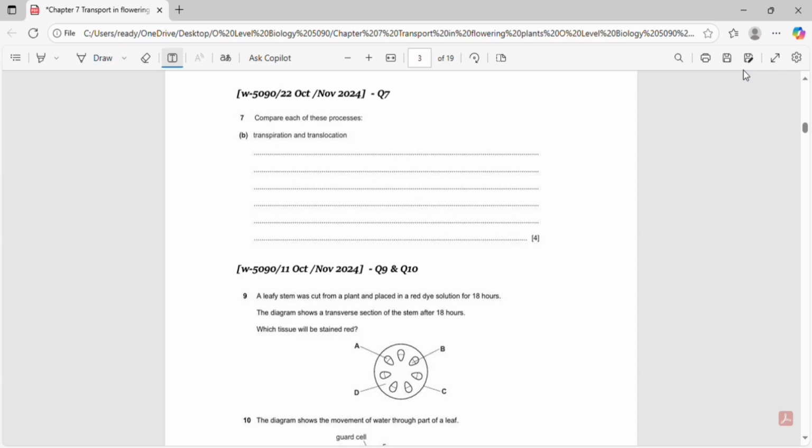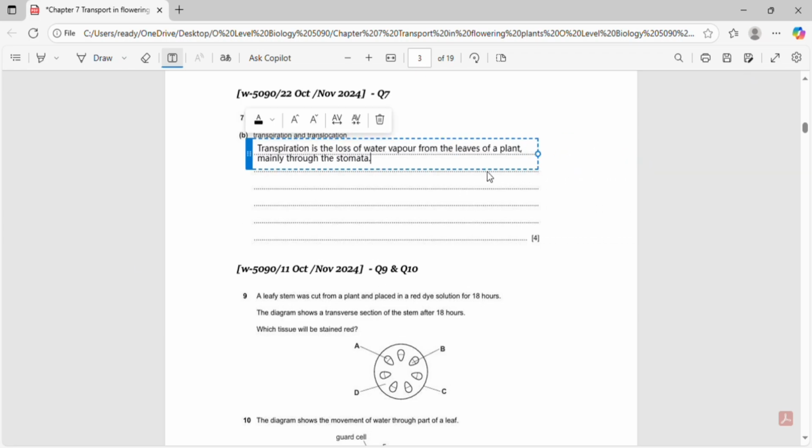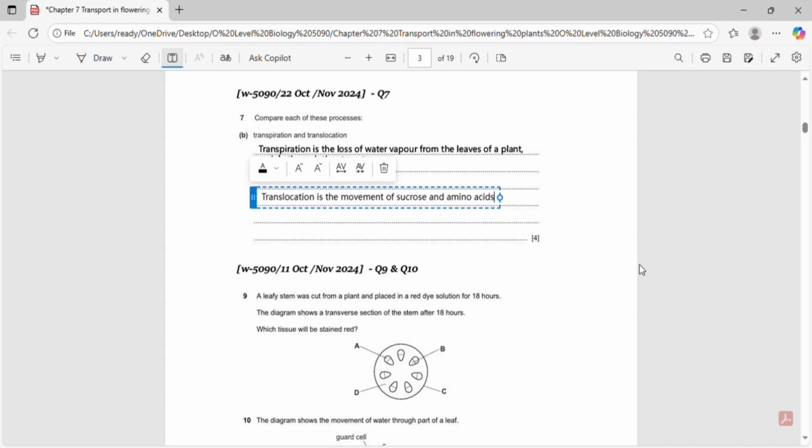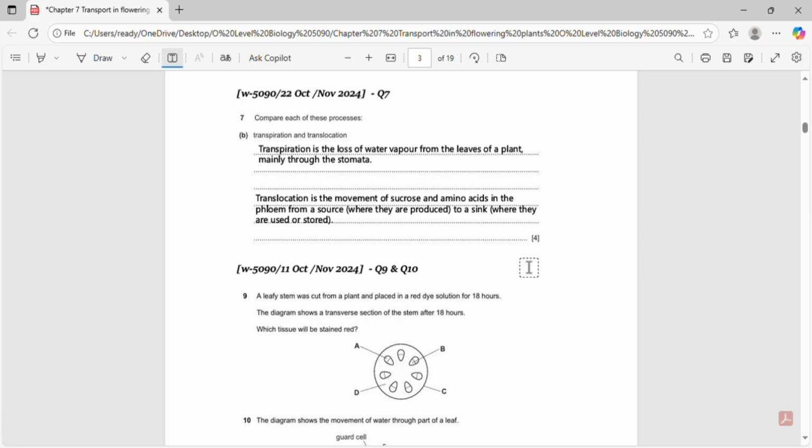Now, we have another theory-based question which says, compare each of these processes, transpiration and translocation. So recalling this information, we'll simply write, transpiration is the loss of water vapor from the leaves of a plant, mainly through the stomata. Whereas, translocation is the movement of sucrose and amino acids in the phloem, from a source where they are produced to a sink where they are used or stored.